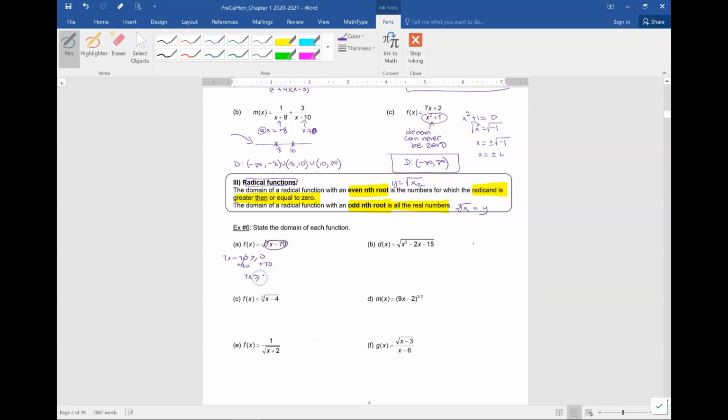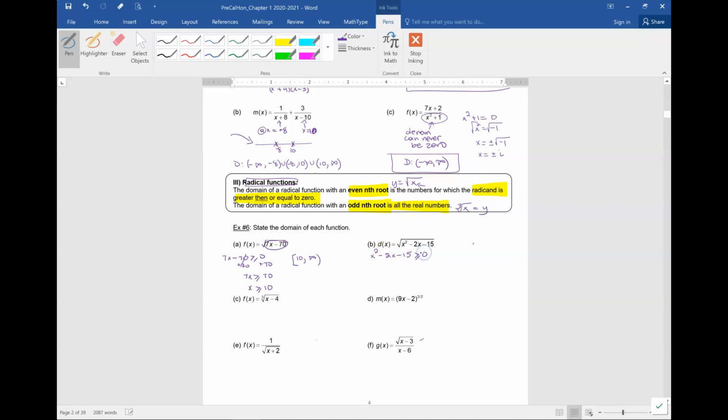7x is greater than or equal to 70. x is greater than or equal to 10. So I say my domain is from 10 to infinity. Okay, this one's a little bit trickier because it's x squared minus 2x minus 15.